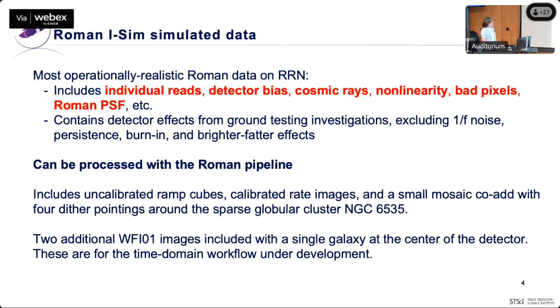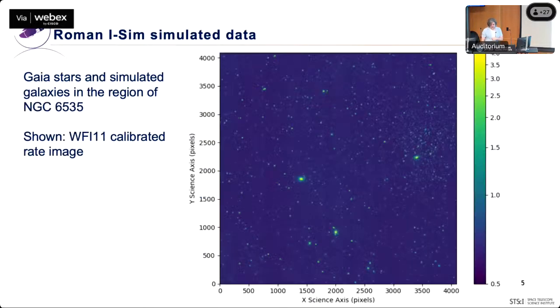We also have some additional images that are for another tutorial that is in development right now. This is our time domain tutorial. So these include images from WFI-01, of a single galaxy and a supernova going off in a set of observations covering, I think it's 145 days or so. And we'll see an example of that as well.